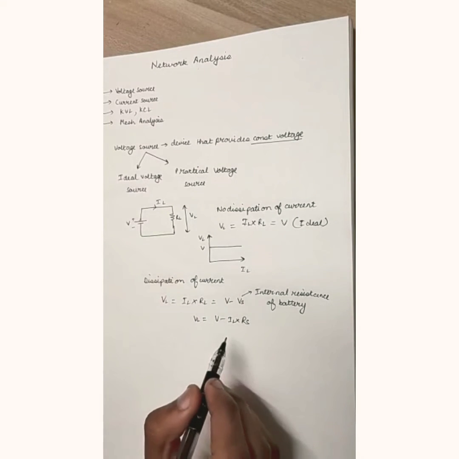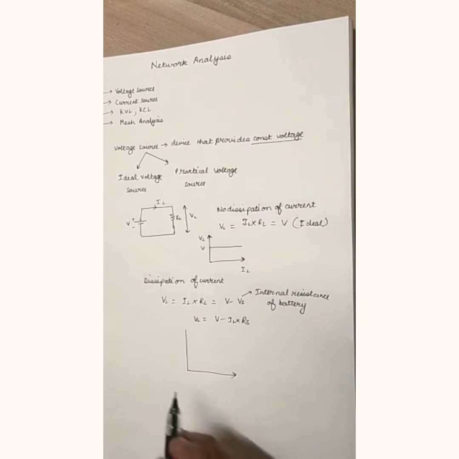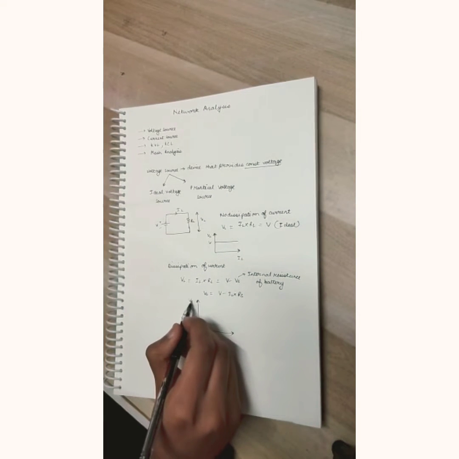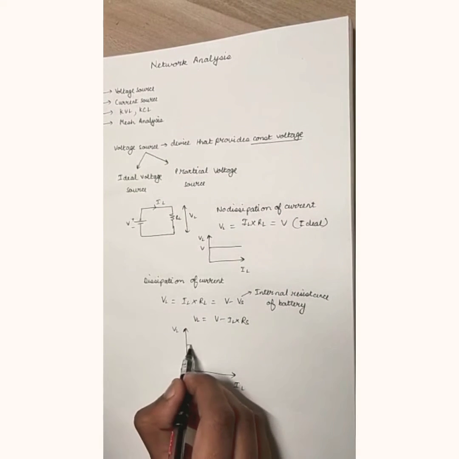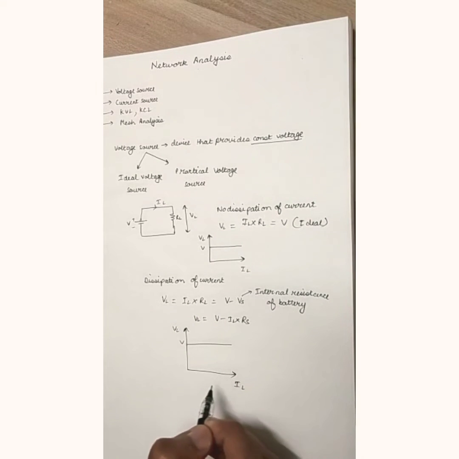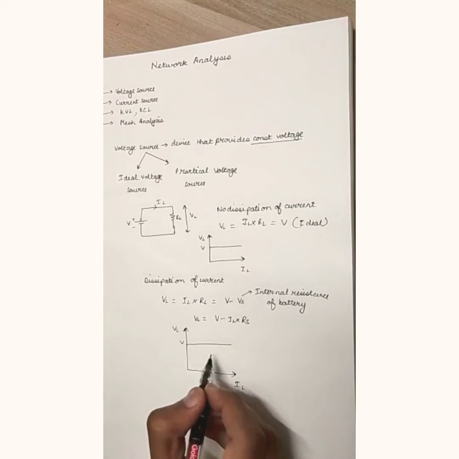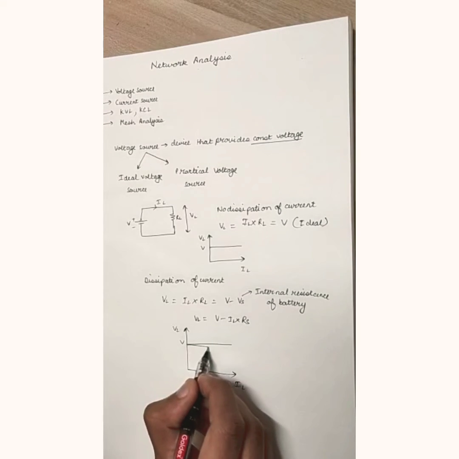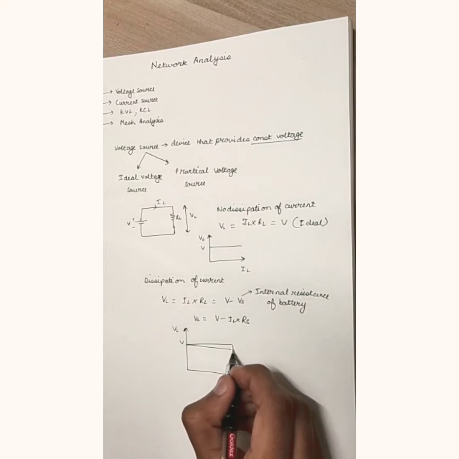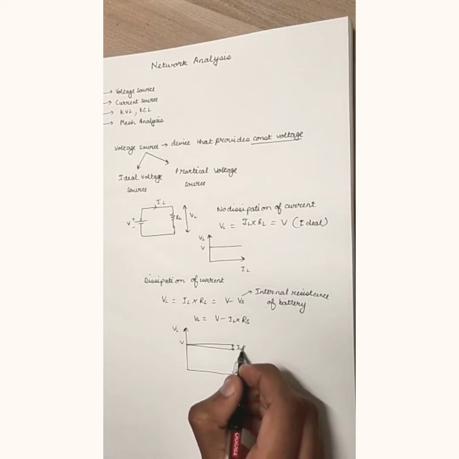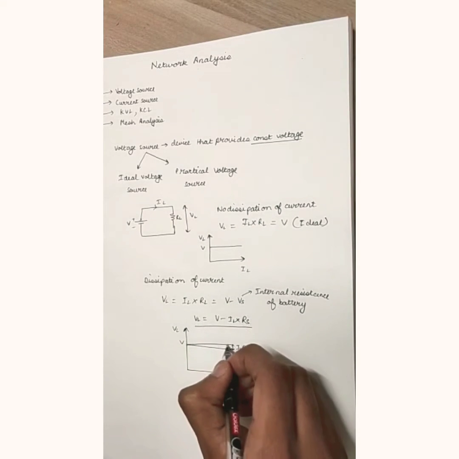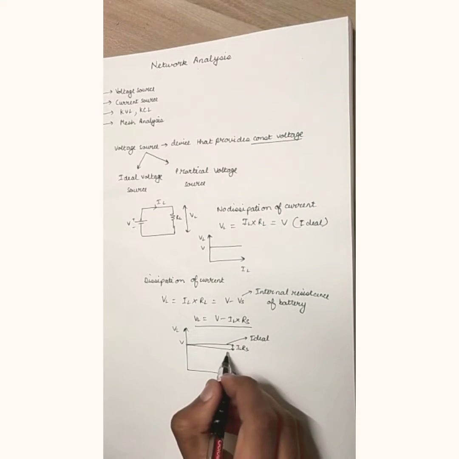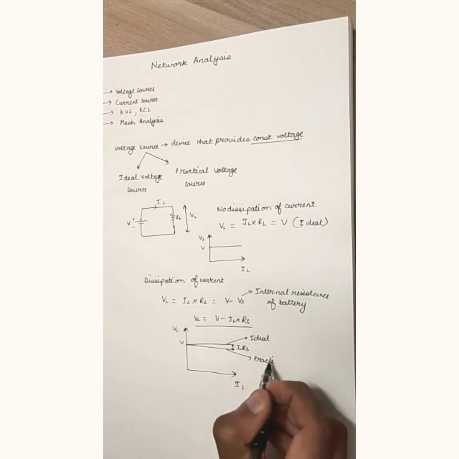In this particular case, we'll be plotting the graph VL versus IL, which we did earlier as well. In the ideal case, it comes like a straight line parallel to the x-axis, like we discussed in the previous case. But now this line gets bent towards the x-axis by a value which is IL RS, which we can see from this equation, V minus IL into RS. So this is the case of the ideal voltage source, and this is your practical voltage source.